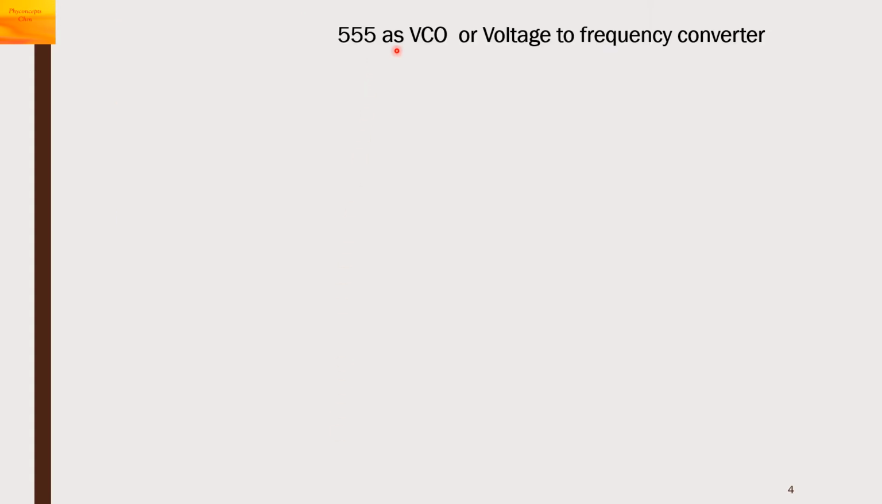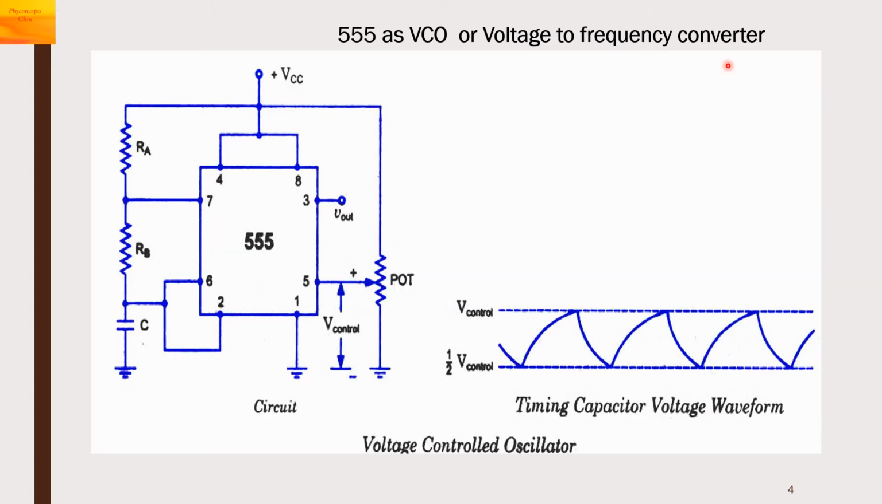Next application is IC555 as a voltage controlled oscillator, that is VCO, or voltage to frequency converter. This is a circuit diagram in the astable mode. The input voltage or the control voltage, V control, that is applied to pin number 5, can change the output frequency.